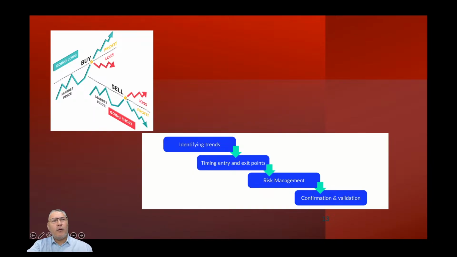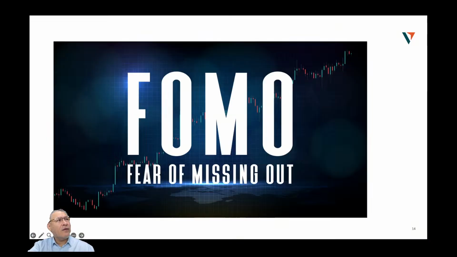And obviously, when you have a trading plan, you want to identify the trend. Identify that trend, going with the trend as your friend. You want to time your entry and your exit points. You want to have risk management, and you want to have confirmation and validation of what you're doing. And obviously, stay away from FOMO. If you see the market is running, let it run, because you never know when the market is going to reverse. So allow it to give you, obviously, some sort of indication that the market has turned.